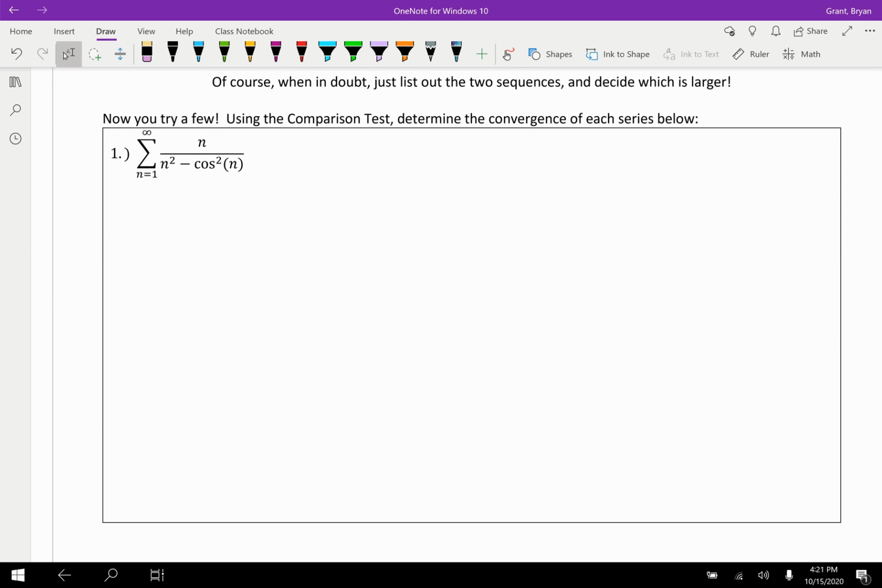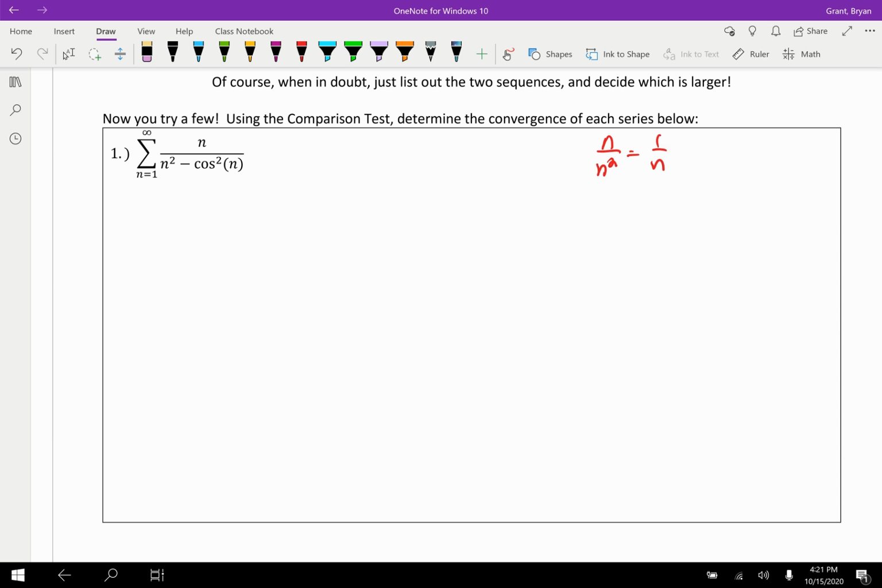This is the sum from n equals 1 to infinity, and this looks scary. Now, I almost certainly want to get rid of this cosine squared, because then if we're comparing this, we have the sequence n divided by n squared, which is 1 over n. That's the harmonic series when we sum everything up, and we know that diverges. So keep that in mind right there.